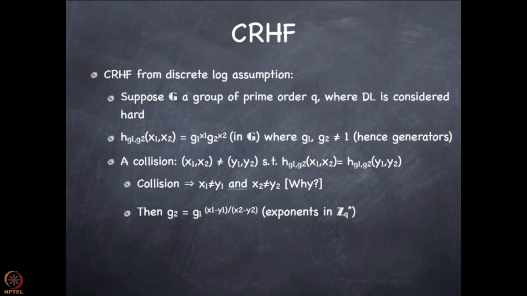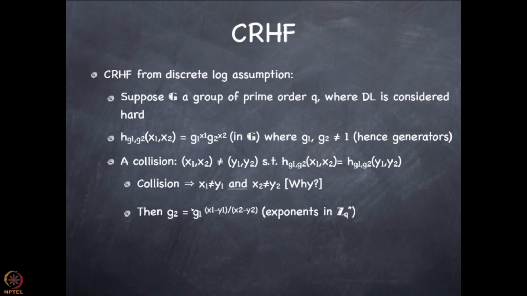You can take the root. So what does that mean? Well, x2 minus y2 is a number modulo q. The exponents are numbers modulo the order of the group. So x2 minus y2 is a number modulo q. It has a multiplicative inverse. All the arithmetic in the exponents is happening modulo q. So dividing by x2 minus y2 makes sense. It is basically multiplying by some other number which is a multiplicative inverse of x2 minus y2, and x2 minus y2 has a multiplicative inverse because x2 is not equal to y2.